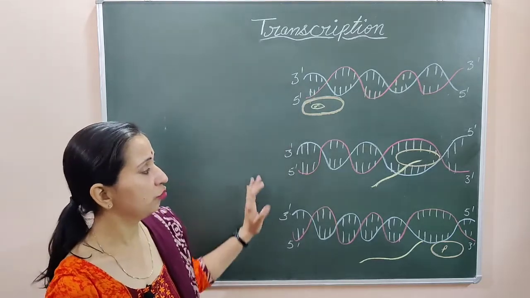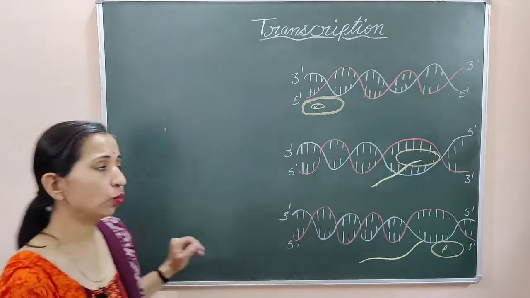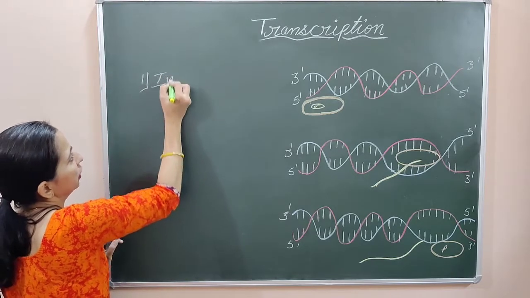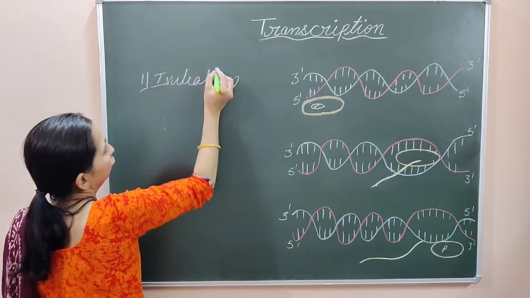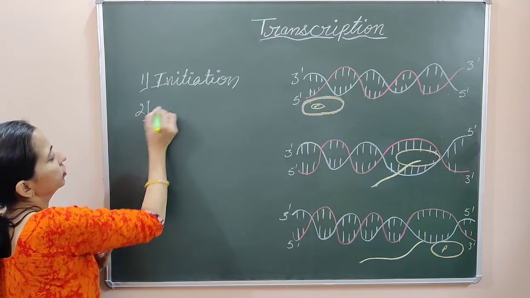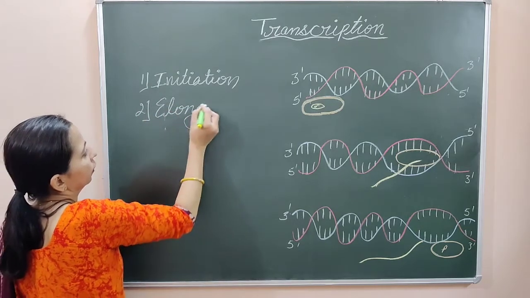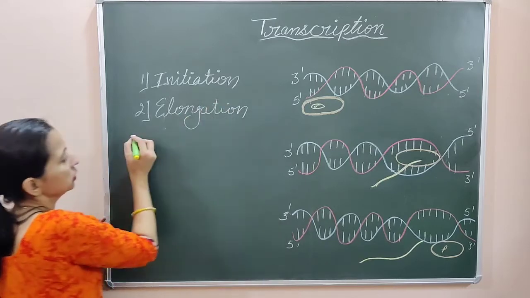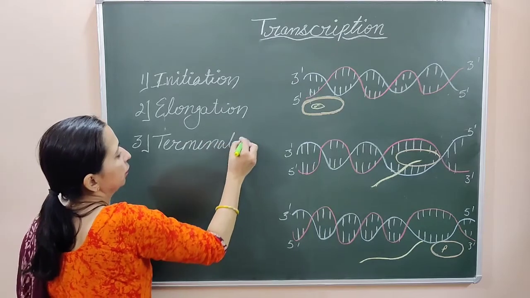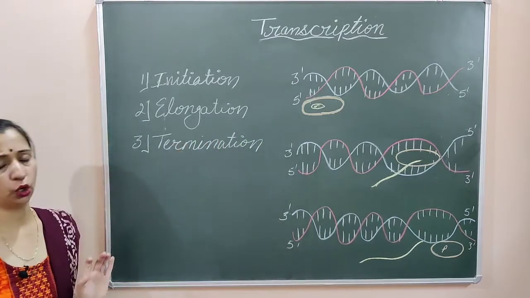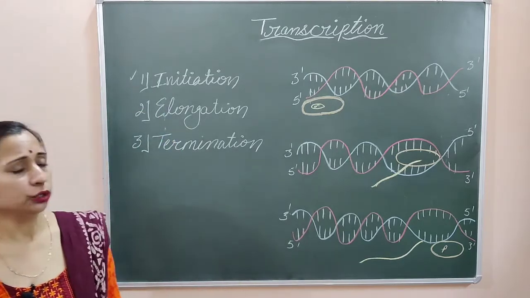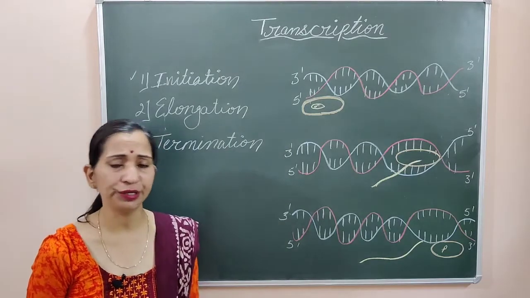So this process is divided into 3 steps, so that we can easily explain it. The first step of this process is initiation. The second is known as elongation. And the third step is known as termination. So these are the 3 steps in which the complete process can be divided: initiation, elongation and termination. Let's start with the initiation. Initiation means शुरुआत करना. So this is the process when the transcription is initiated or started.